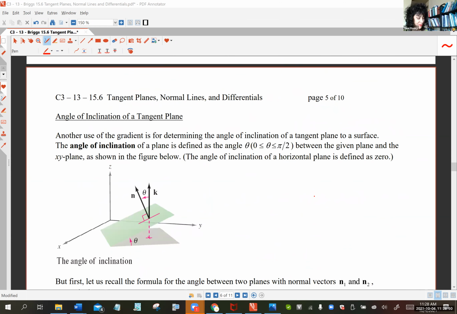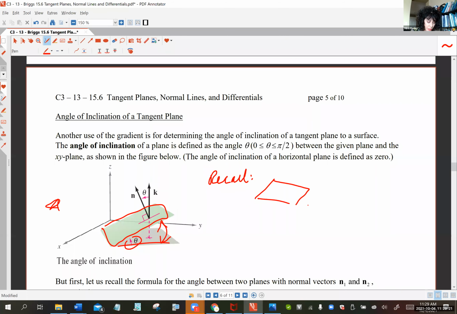New topic, angle of inclination. Once you get your tangent plane, we want to know how much of an angle it's making with the horizontal, essentially. That's kind of interesting to know. So here's a nice little diagram. Let's say the green here is a tangent plane to some surface. What kind of angle theta is it making with flat? We're going to use something that we did maybe a month ago: finding the angle between two planes. Do you remember this?